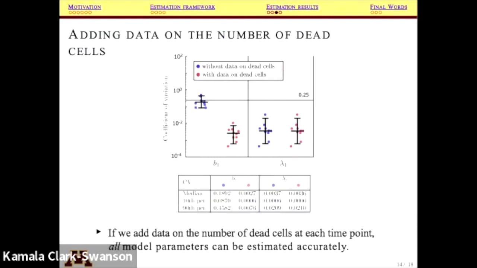So you can see in the figure here that when we add data on the number of dead cells, that doesn't really change estimation of the growth rate or the net growth rate, but the birth rate estimation improves a lot. So the takeaway here is that if you can add this data, the number of dead cells, you can actually estimate all of the parameters accurately.